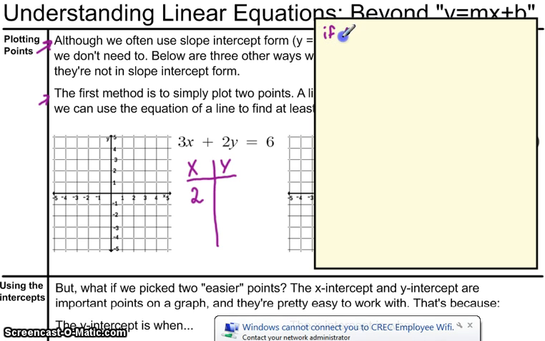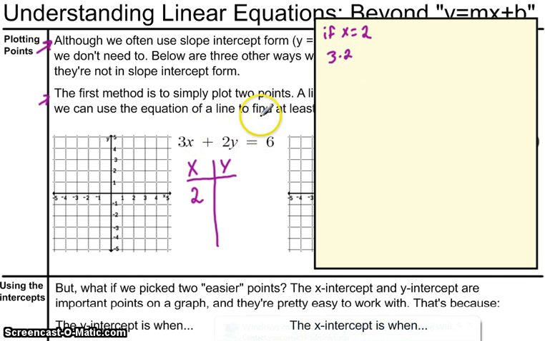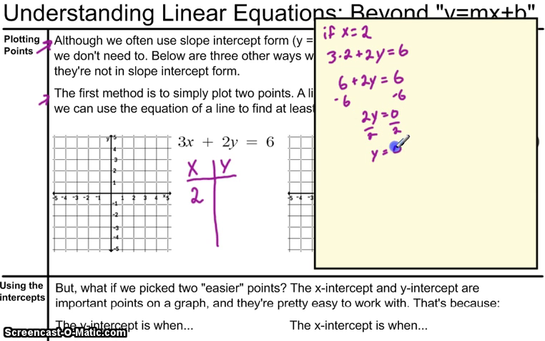So if x is 2, then I have 3 times 2, remembering this equation right here, 3 times 2 plus 2y equals 6, since I don't know what y is. Let's solve this. 3 times 2 is 6, plus 2y equals 6. Subtract 6 from both sides. 2y equals 0, and if I divide by 2, y equals 0. So if x is 2, y is 0, and I can plot that point. X is 2, y is 0, 2 comma 0 right there. That's 1 point. What else?